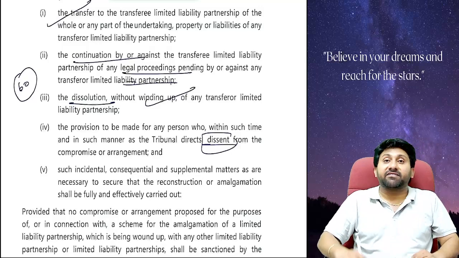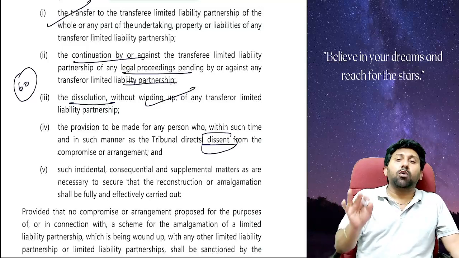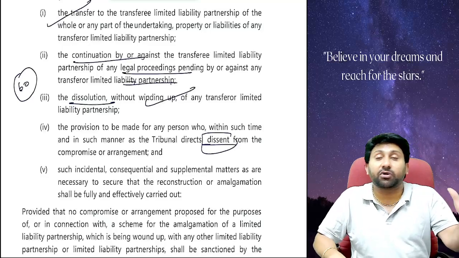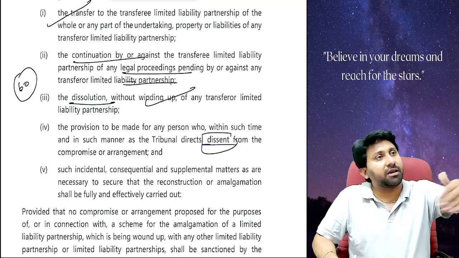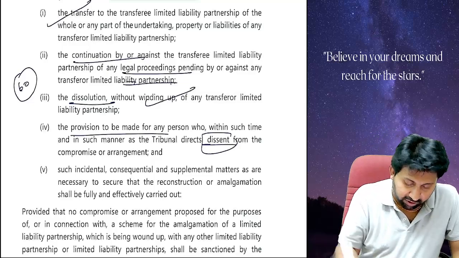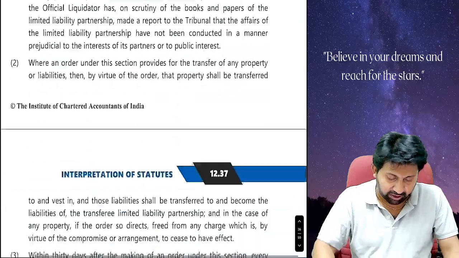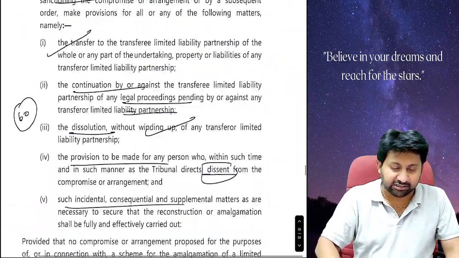If there are dissenting creditors and partners who are not liking this scheme of amalgamation with another LLP, give them an exit offer. Giving an exit offer means paying them money and asking them to leave the firm. That's called a provision to be made. Such other incidental matters, if any. Okay, that's the main concept that you need to understand in this area.